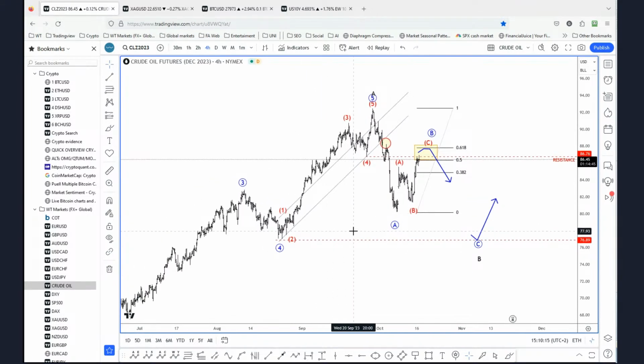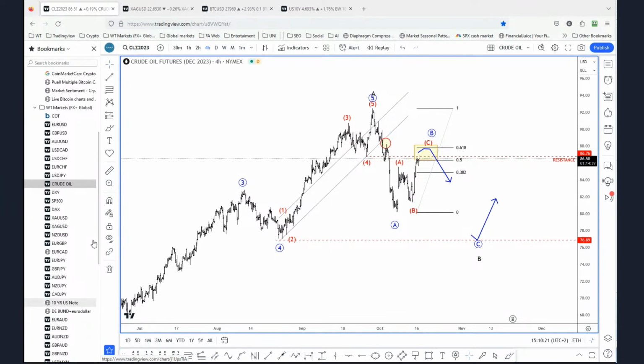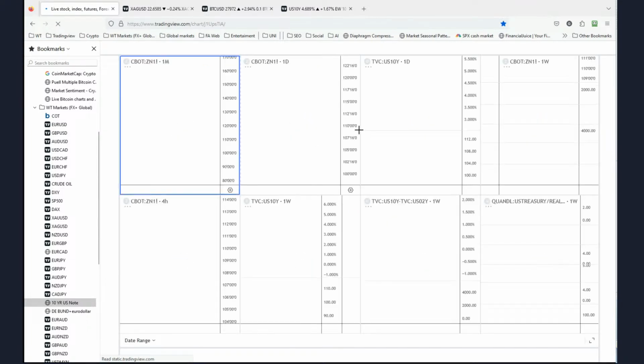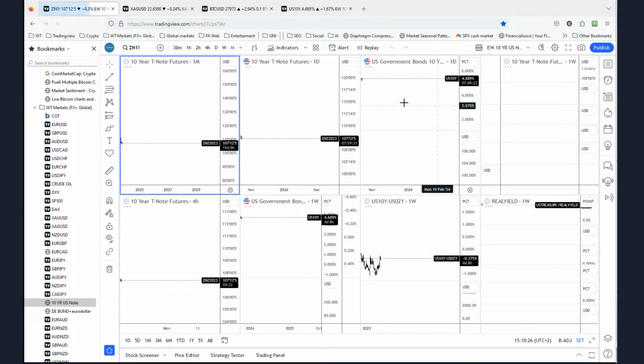Okay, now let's take a look maybe at the 10-year US notes. Okay, now, or maybe even better, US yields.